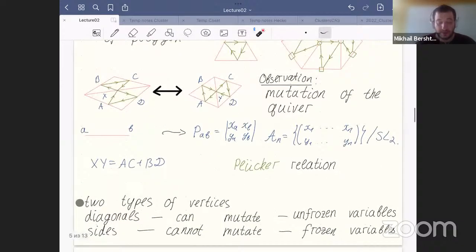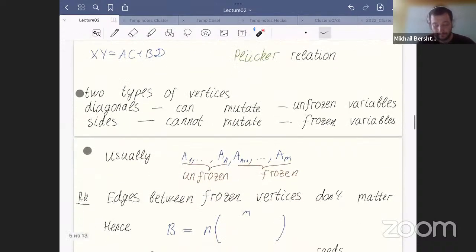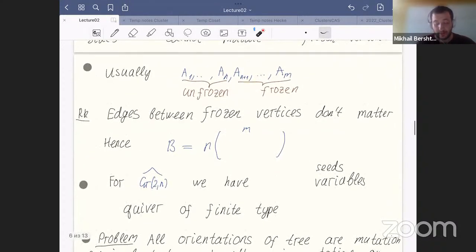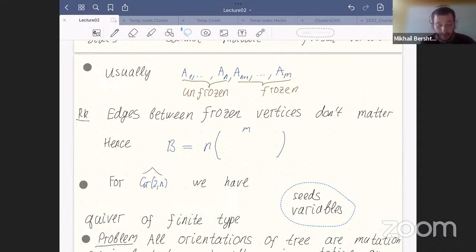For example, in the example which we discussed, some of the vertices are frozen. We can mutate in any diagonal, but what does it mean to mutate in the side? It is unclear. Okay, now in case of GL_n, let me first look at this. So what do we have?